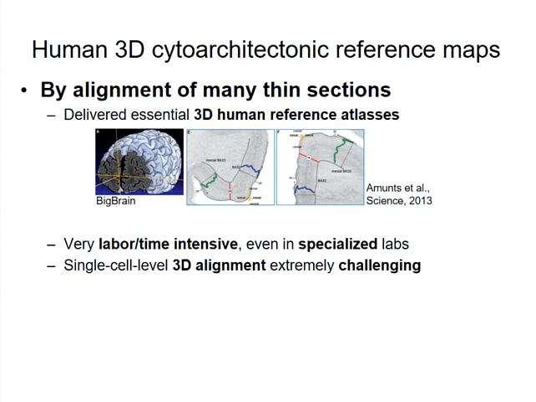That shows you that at the same coordinate you can slice in different directions and look at the cytoarchitectonic layering in different dimensions. Now, this is a beautiful work that is very labor and time intensive, even in the specialized labs where they're capable of doing this. And even then, to get single cell level 3D alignment is possible, but extremely challenging.